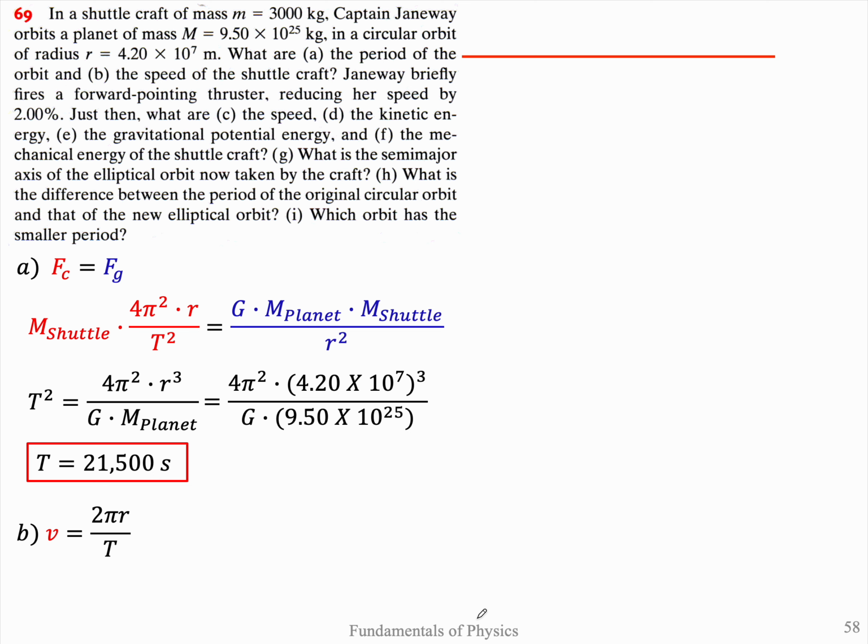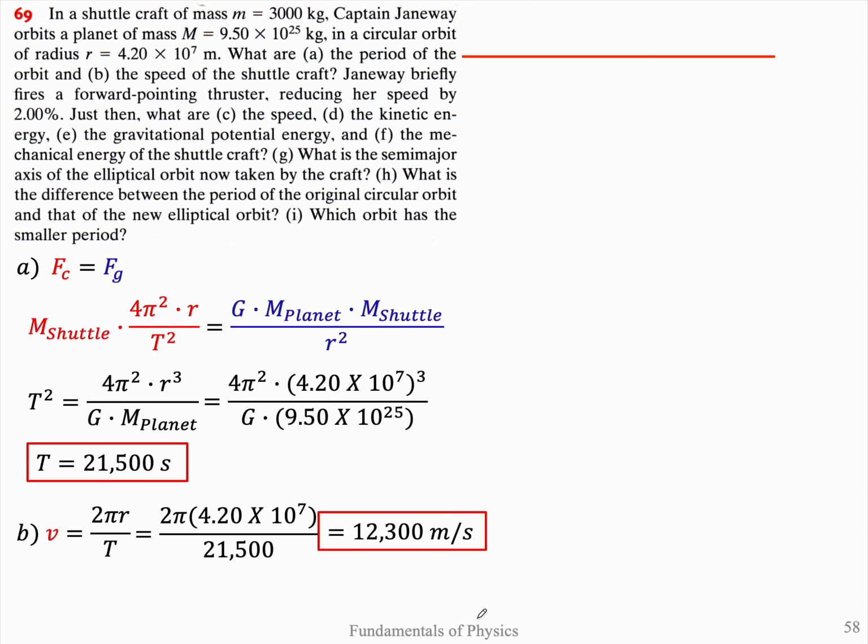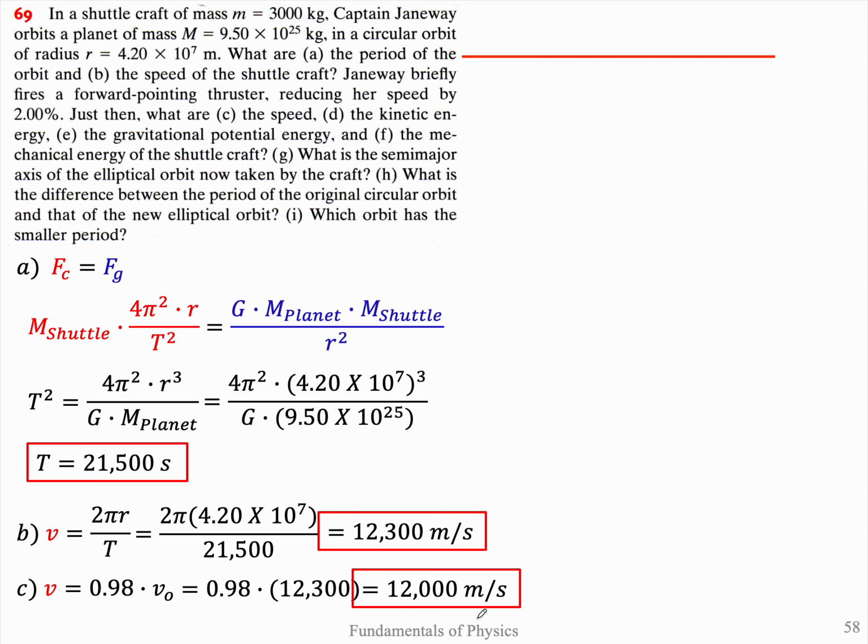What's the velocity? Well, just using 2πr over T, you could also go back and use the centripetal acceleration ones. You'll discover that her velocity is about 12,300 meters per second. In C, she briefly fires a forward-pointing thruster, reducing her speed by 2%. Just then, what's the new speed? That one's easy. Just taking 98% of the old one gives us about 12,000 meters per second.